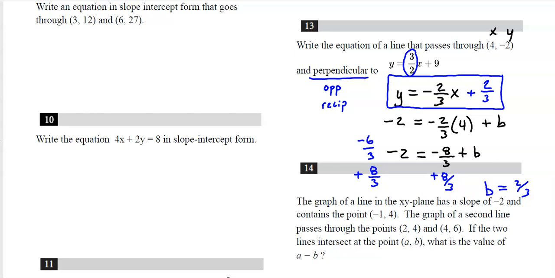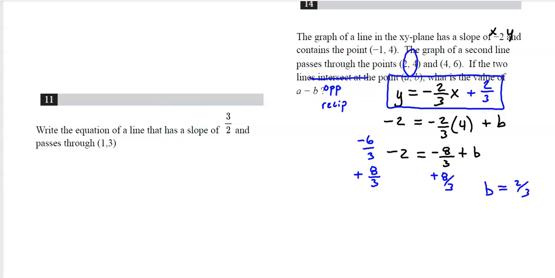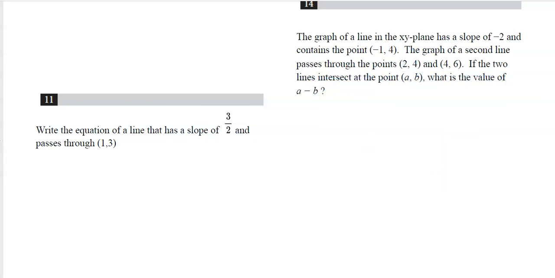All right, looks like we're getting into SAT world here for number 14. Slope of a line. A line has a slope of 2, goes through a certain point. Graph of a second line goes through 2 points. And then they intersect at some unknown point. And then once you get those 2 coordinates, subtract them. There's 2 ways to do this. I'm not going to show the algebra way because it's really long. But basically, you'd have to write 2 algebra equations and then set them equal to each other.